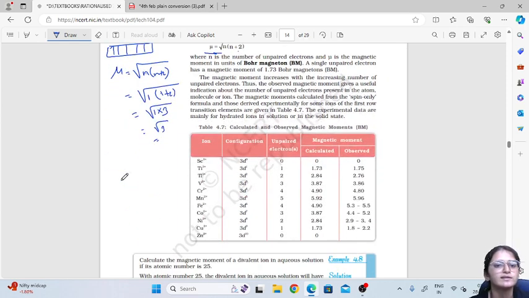Now how to remember these values? No need to calculate this. See, if there is root 3, then it is close to root 4. Root 4 value is 2, right? So root 3 value will be 1.73 or 1.75. Around 1.73 is the value you will get, so that you have to remember. No need to calculate here.